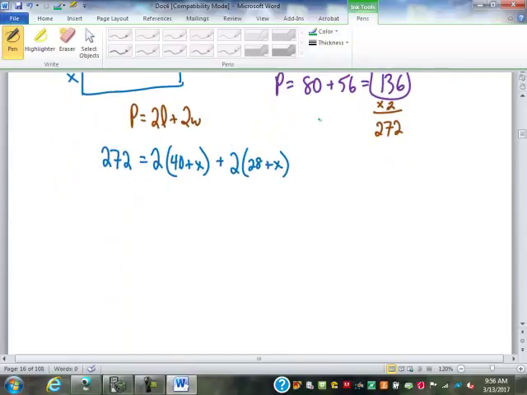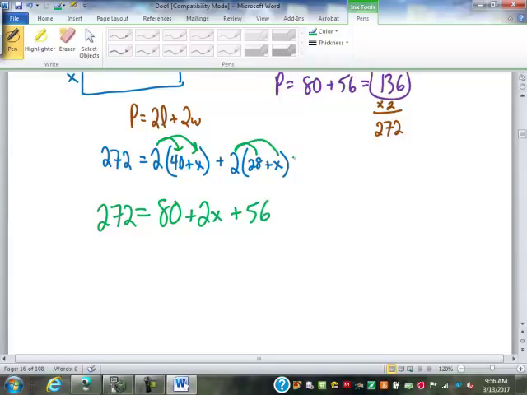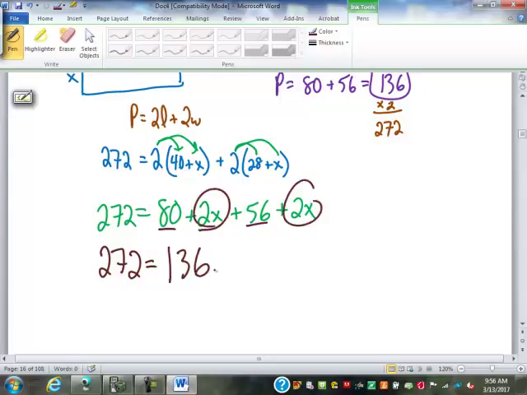So what's our first step going to be here? Distribute. 2 times 40 is 80. 2 times X, 2X. You distribute again here. 2 times 28, 56. And 2 times X, 2X. So 272 equals 80 and 56 make 136. 2X and 2X make 4X. Now what?